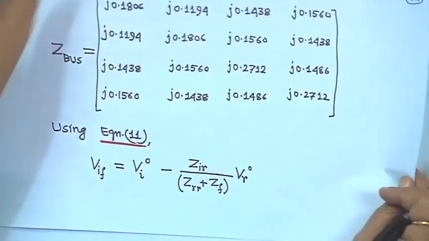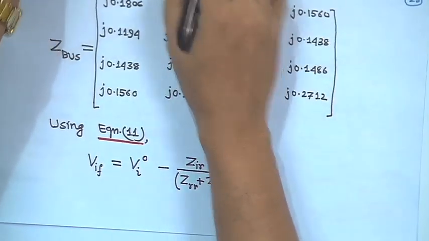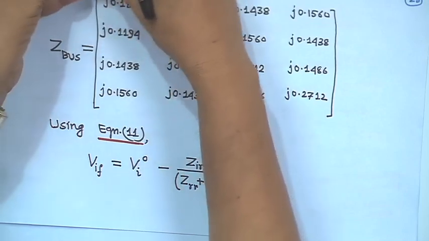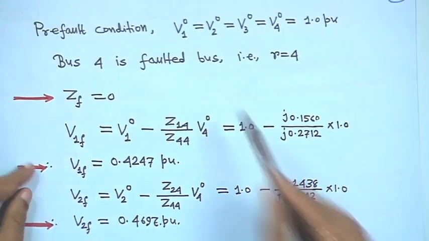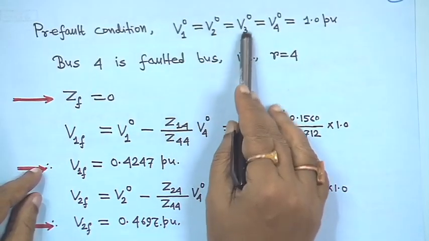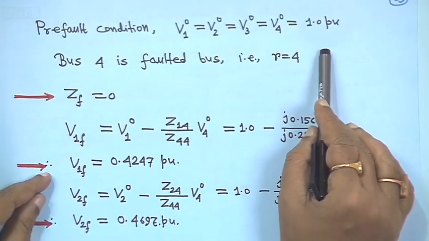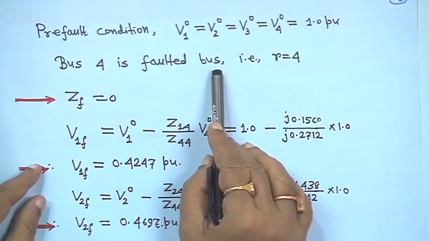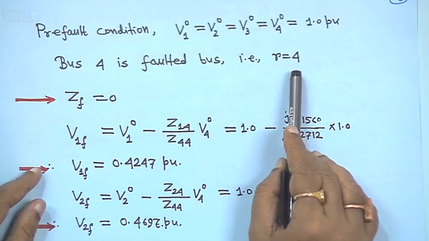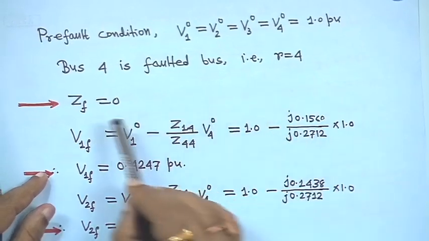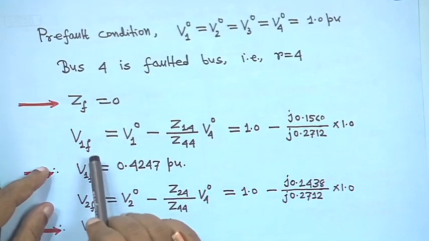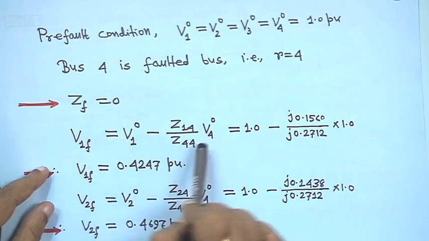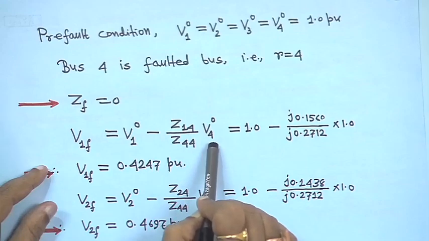So, now all pre-fault conditions: V1 is V10, V20, V30, V40, they all are 1 per unit, and bus 4 is faulted, that is, R is equal to 4, the faulted bus, with fault impedance ZF equal to 0, because we have taken a solid fault. So, V1f is equal to V10 minus Z14 by Z44 into V40.